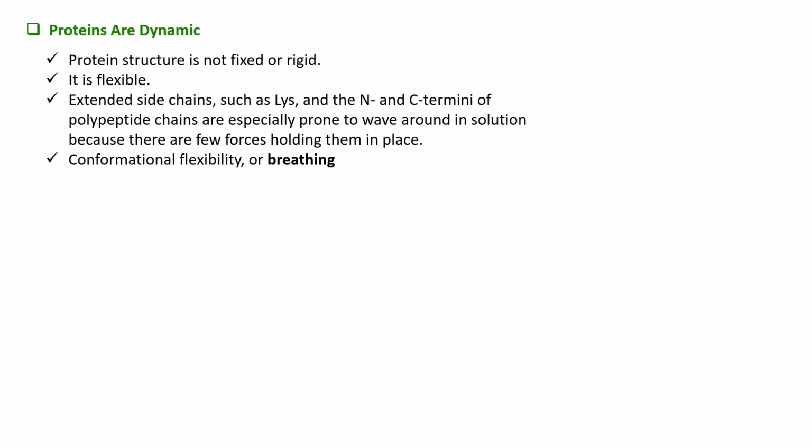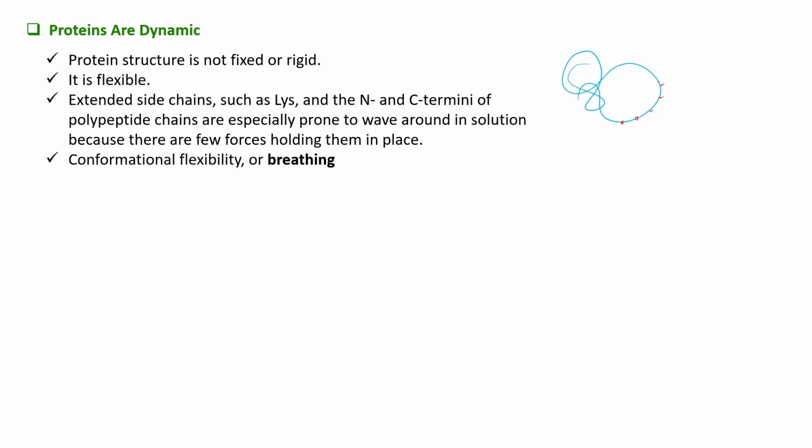Now, proteins are dynamic. What does it mean? That means the protein structure is not fixed or rigid. Flexibility is allowed. Where can the flexibility be allowed? Suppose this is a protein in a folded form. The amino acids are present like this.